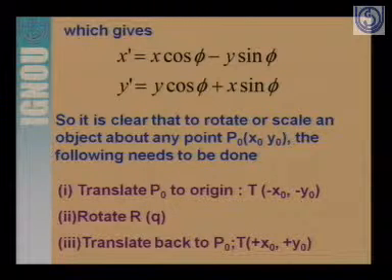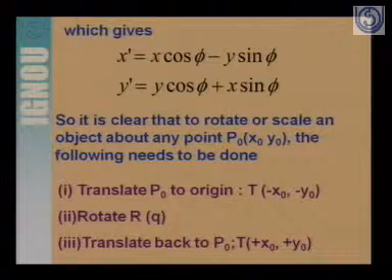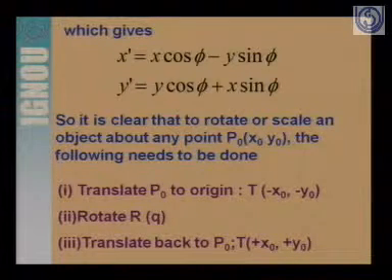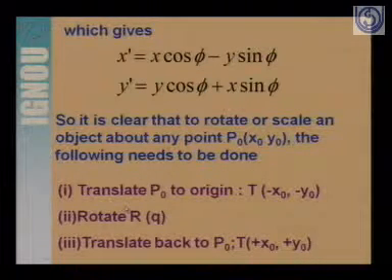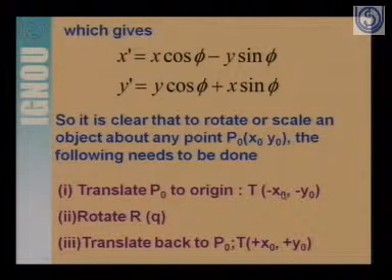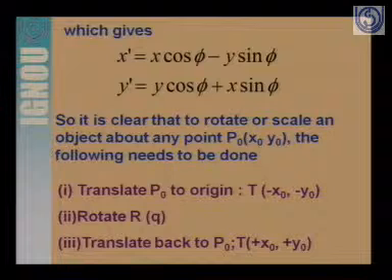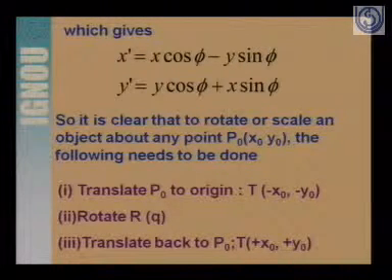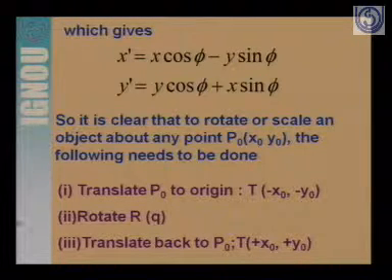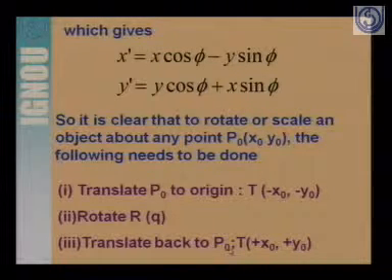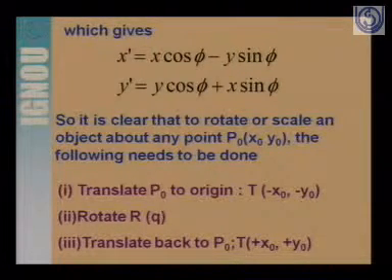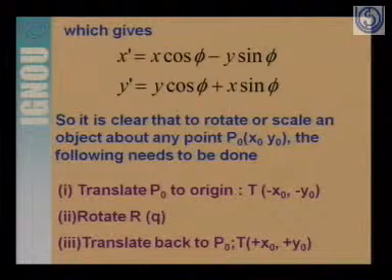So three transformations you have to do. First, you transform that object from the original point to the origin, then second, rotate it, and thirdly, the final transformation is to bring back that object to the original point. So first, translate P naught to the origin, that is T(minus x naught, minus y naught), because if the object is at x naught, y naught and you want to bring it to the origin, you have to give translation in the x direction as well as in the y direction, that is tx is equal to minus x naught and ty is equal to minus y naught. Then rotate, then translate back to P naught, because to bring back that object to the original point, you have to give translation in the x direction as well as in the y direction, having translation tx equal to plus x naught and ty equal to plus y naught.